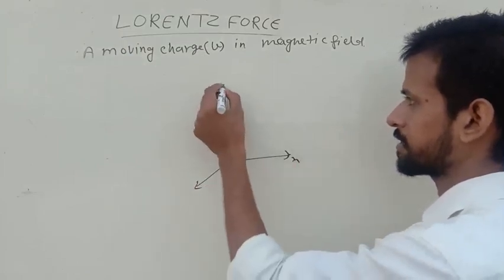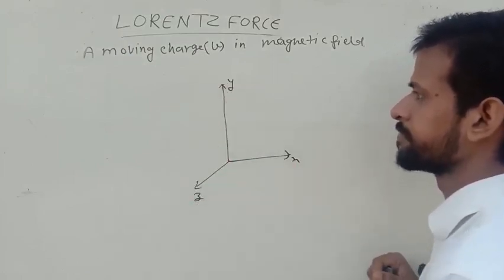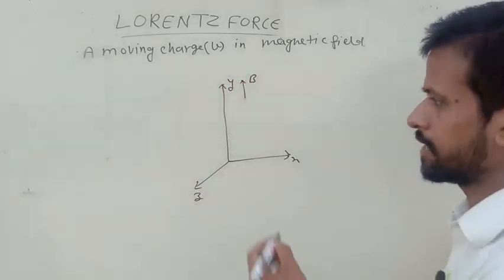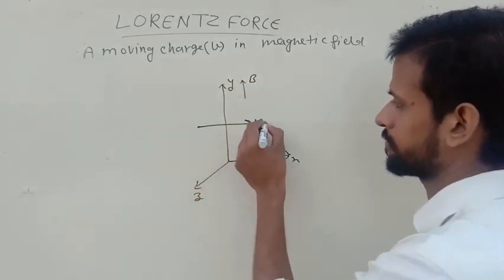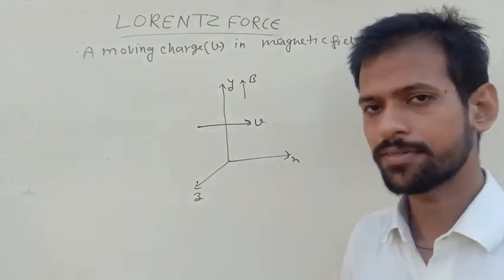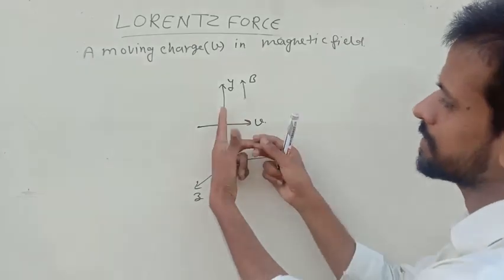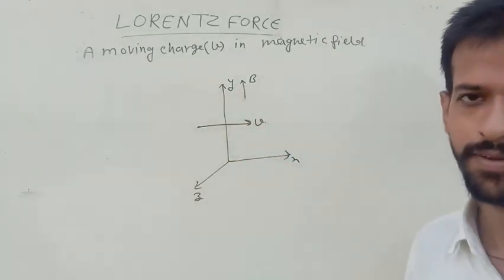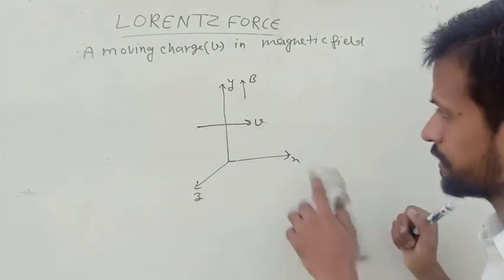This is x and this is y and this is z, and this is the direction of the magnetic field, and a charge is moving in this direction. Then the direction of force is given by the left hand rule. So this is the magnetic field and this is the velocity, so this will be the direction of force. We can easily understand by this.